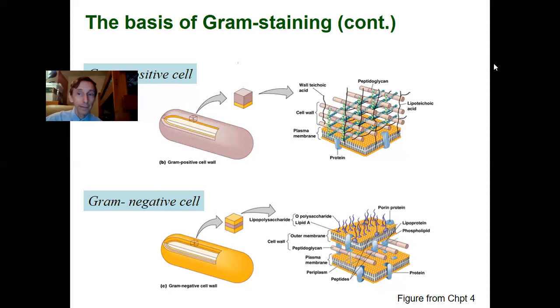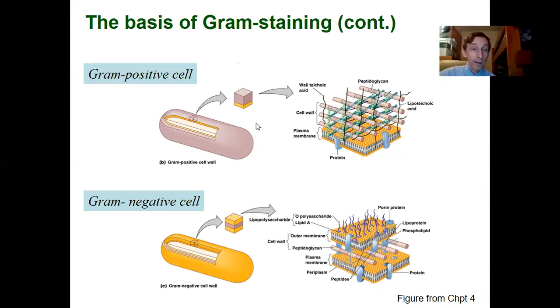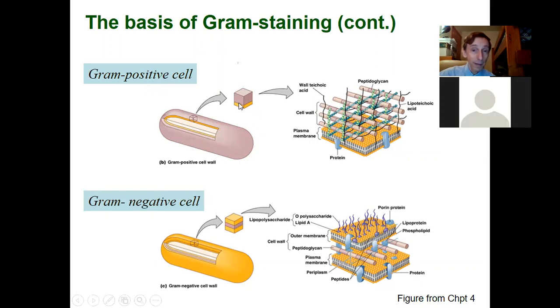Of course, now you can't read it there. So the gram-positive cells we're looking at here, the yellow is their cell membrane, and they have a very thick peptidoglycan layer for their cell wall.